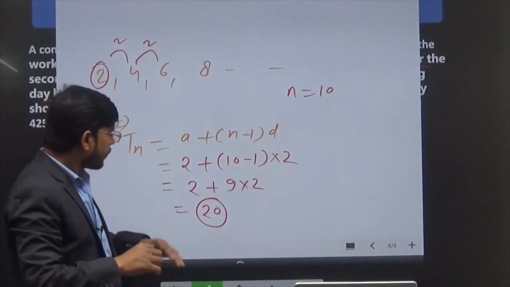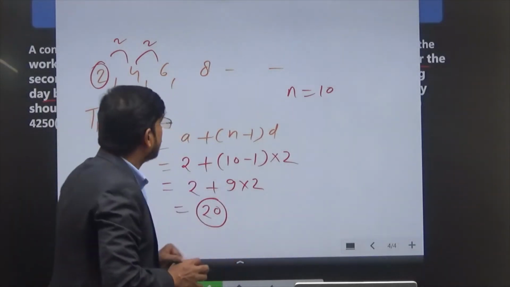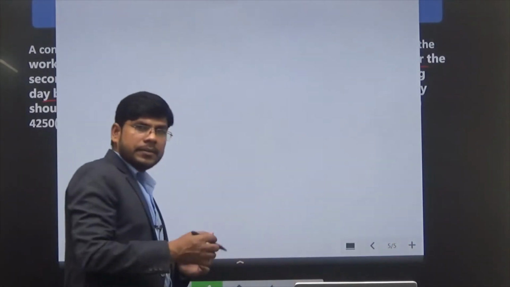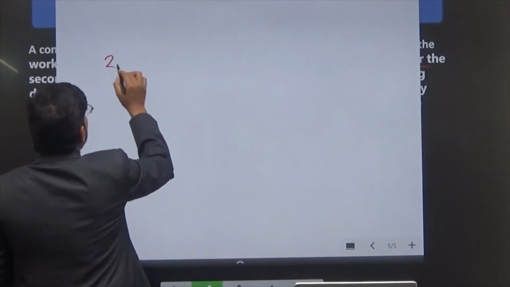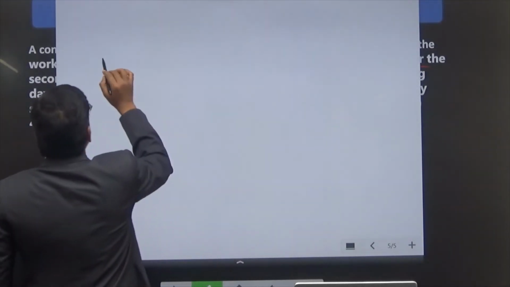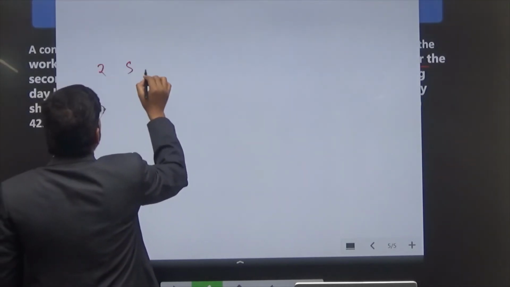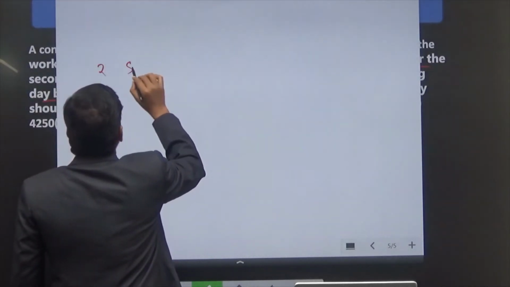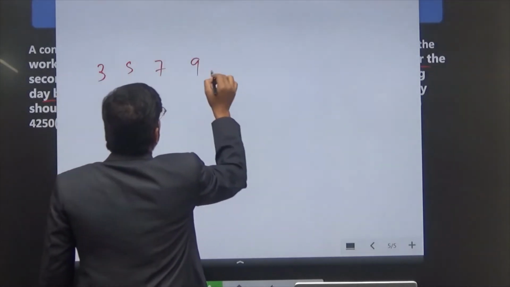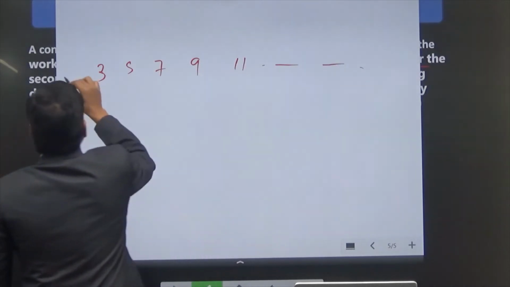This is the trick to find out the nth term. But what in this case, suppose we are taking a new series like 3, 5, 7, 9, 11 and so on. This is also a series.